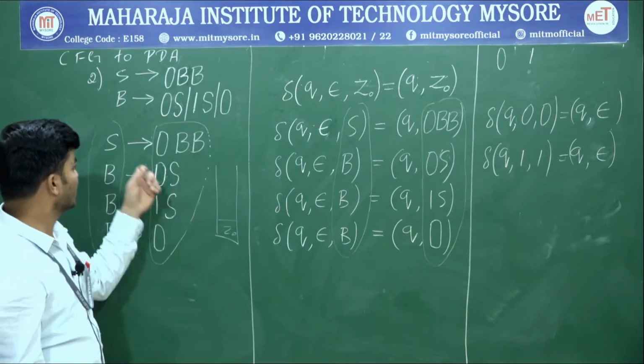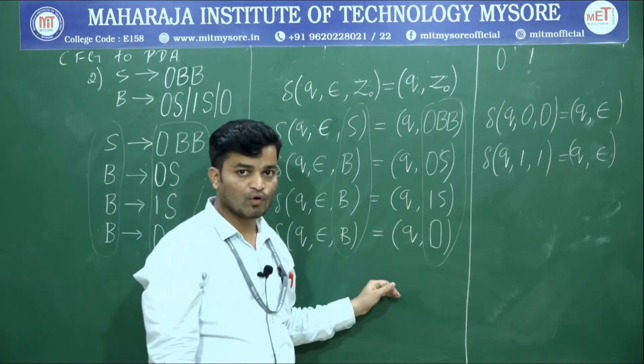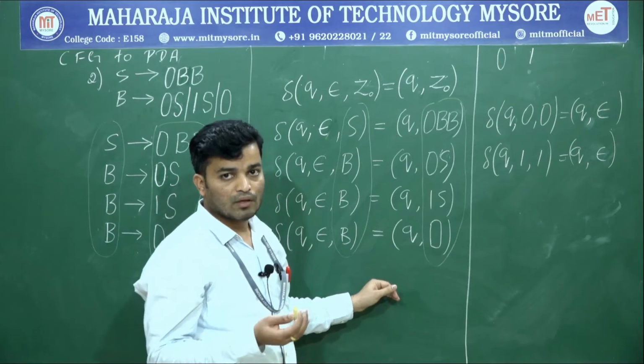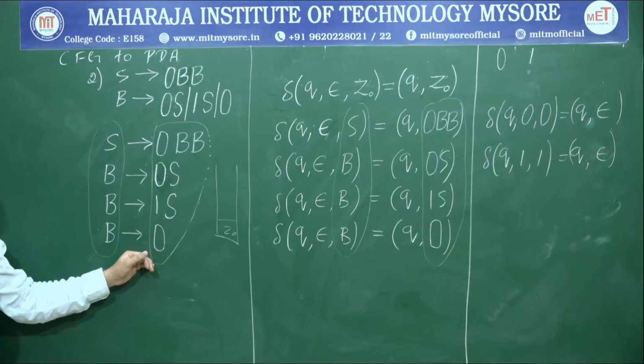In some textbooks, they write the start symbol. Okay. So next we have to write the pop operation. If you want to write the pop operation, you have to list all the terminals. What are the terminals that are present within the given grammar? You have only two terminals.